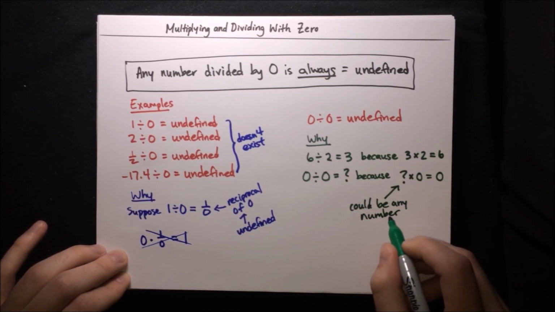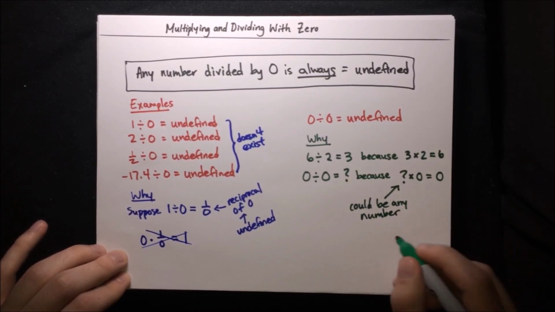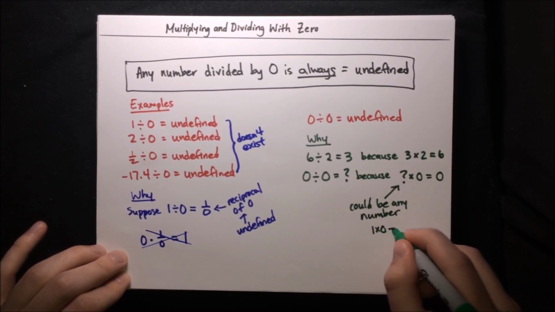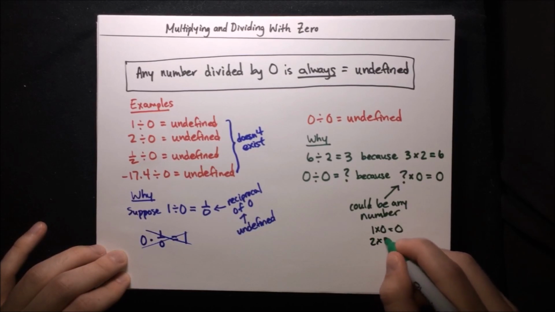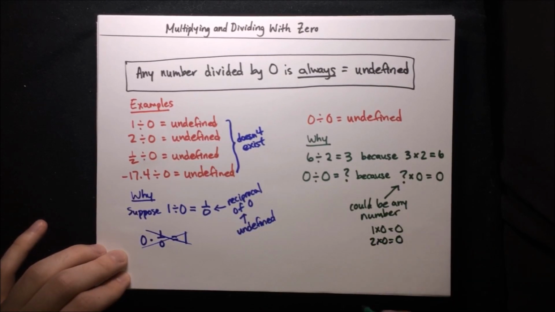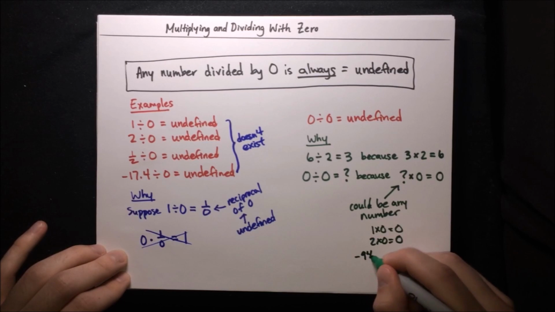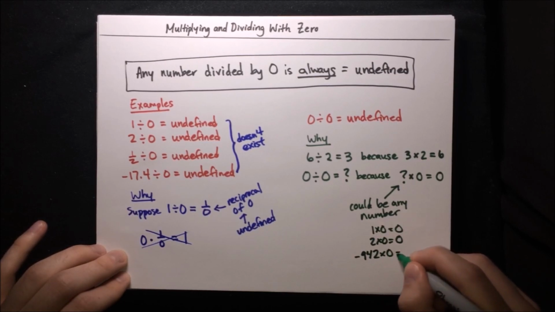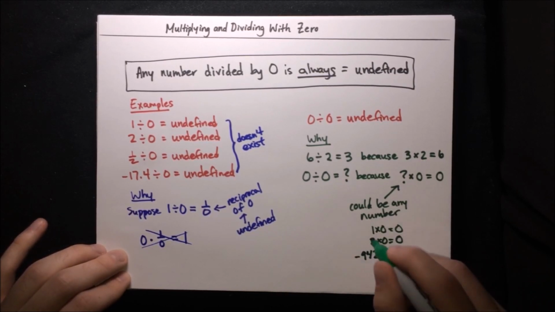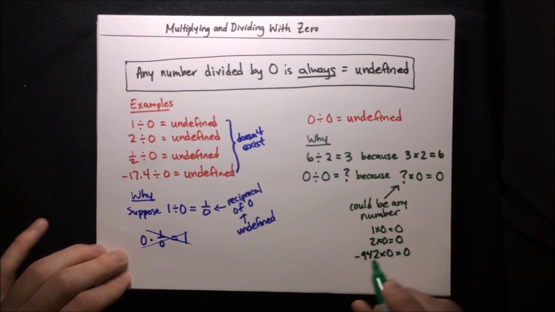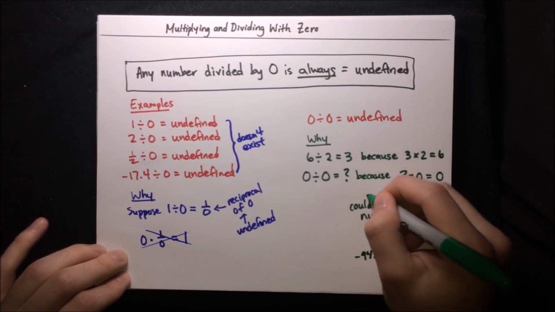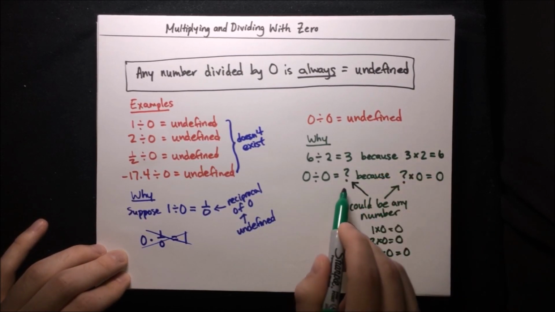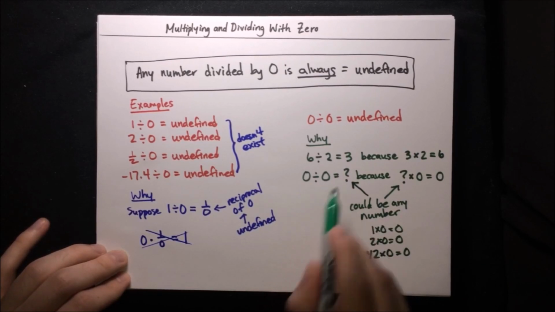The reason for that is that any number times 0 equals 0. We have 1 times 0 equals 0. We have 2 times 0 equals 0. Any number, even negative 942 times 0 equals 0. All of these numbers, 1, 2, 3, 4, negative 942, are all candidates for the question mark here, for what is 0 divided by 0.